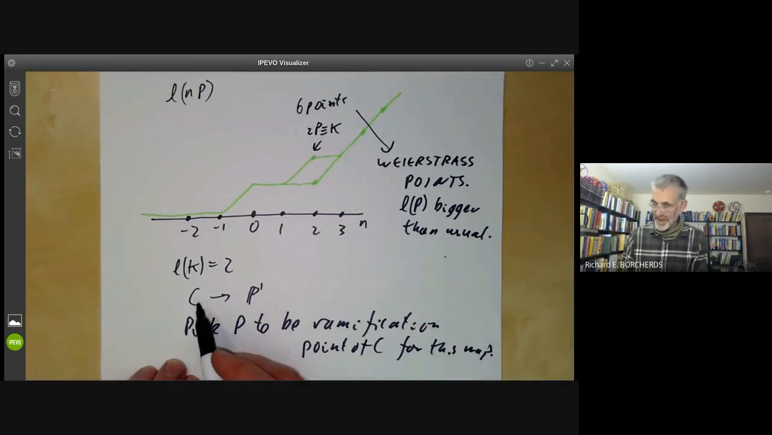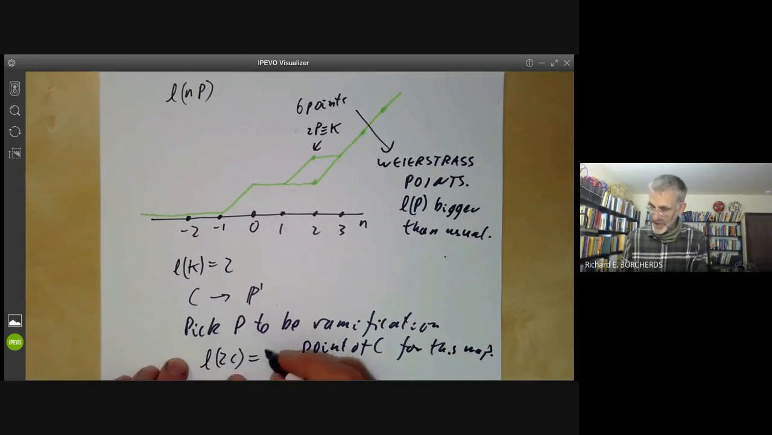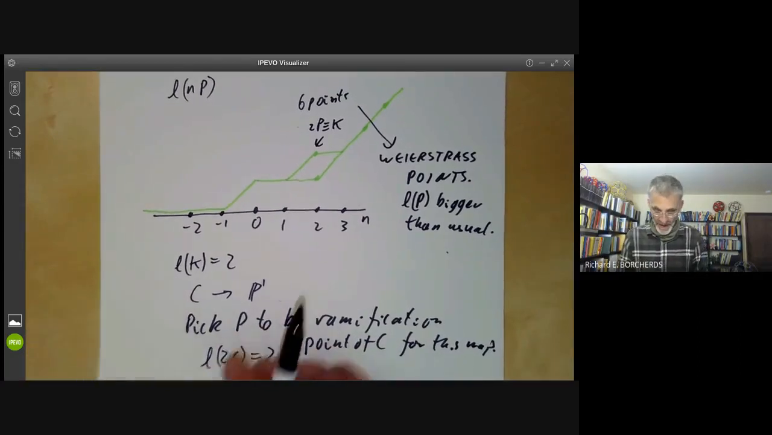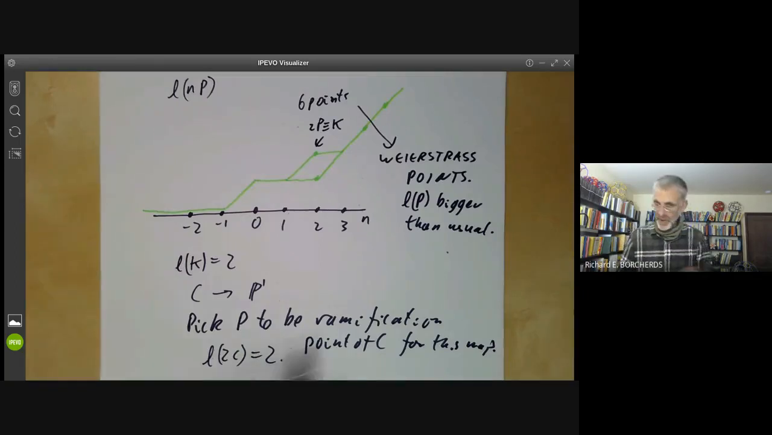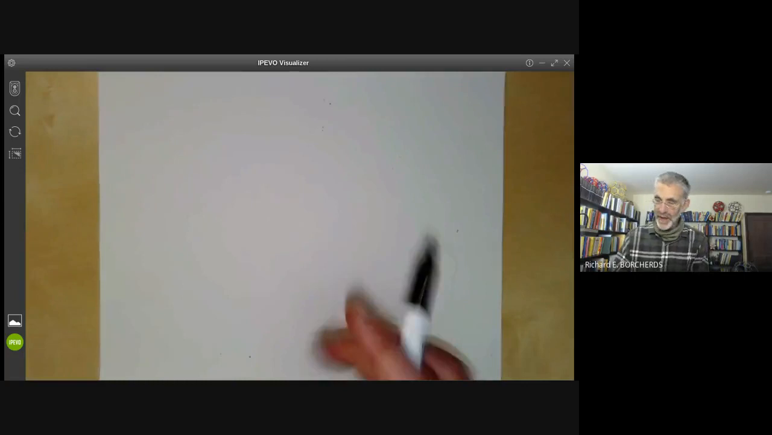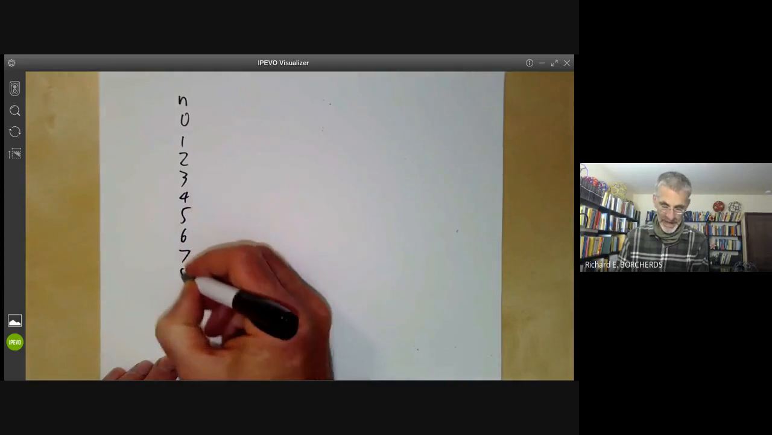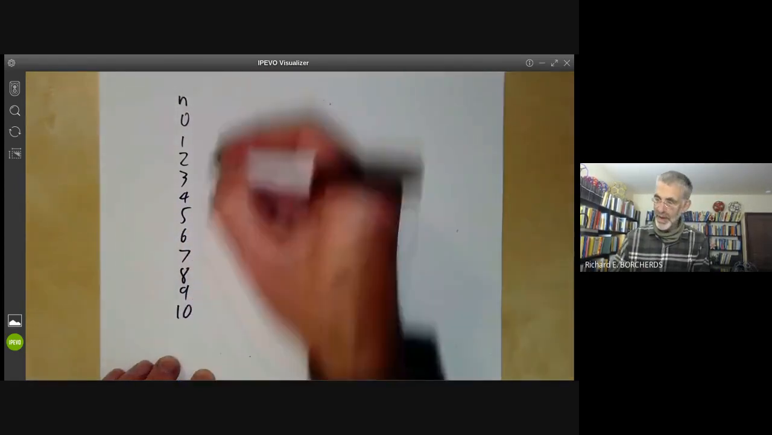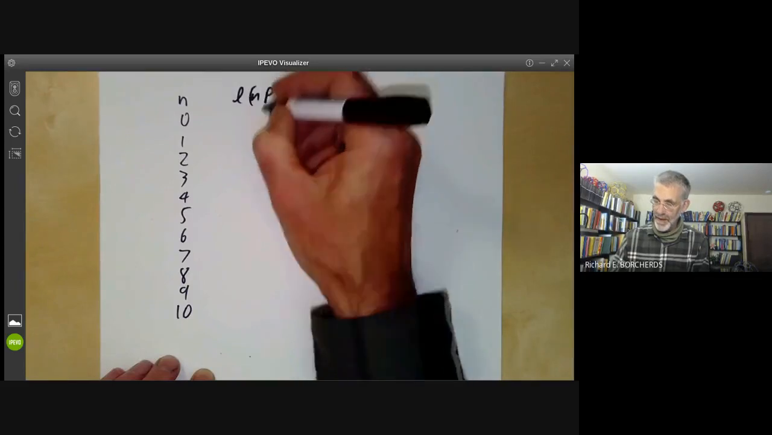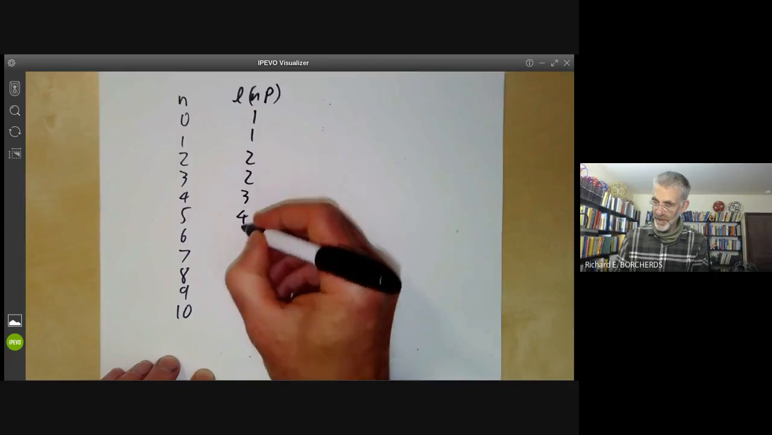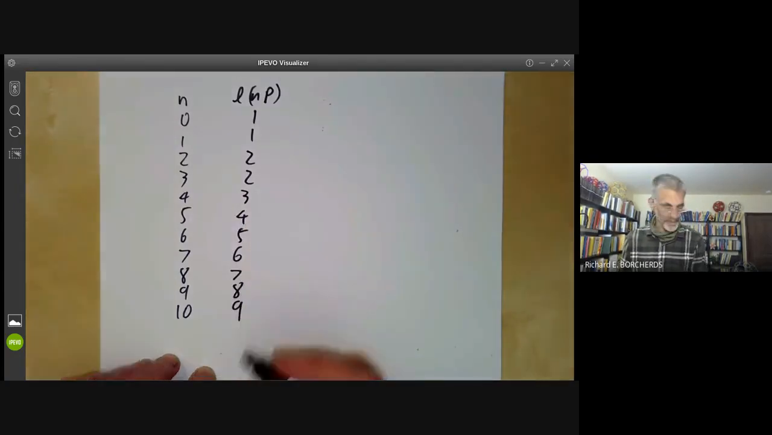So this means that L of 2P is now equal to 2. In other words, we're picking P to be one of the Weierstrass points. Let's work out what L of nP looks like and work out what the corresponding functions are. So let's take n to be 0, 1, 2, 3, 4, 5, 6, 7, 8, 9, 10. And what's L of nP? Well, it goes 1, 1, 2, 2, 3, 4, 5, 6, 7, 8, 9.